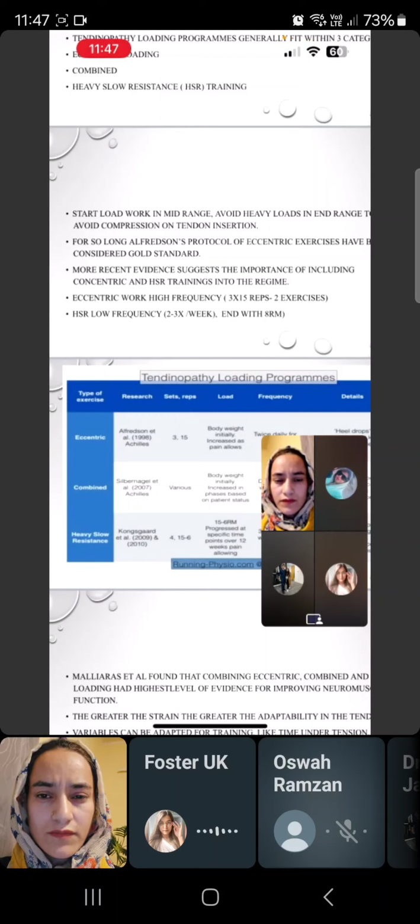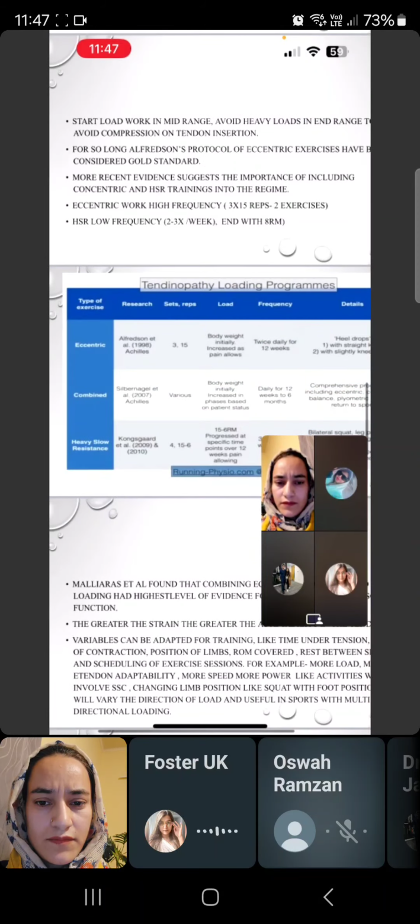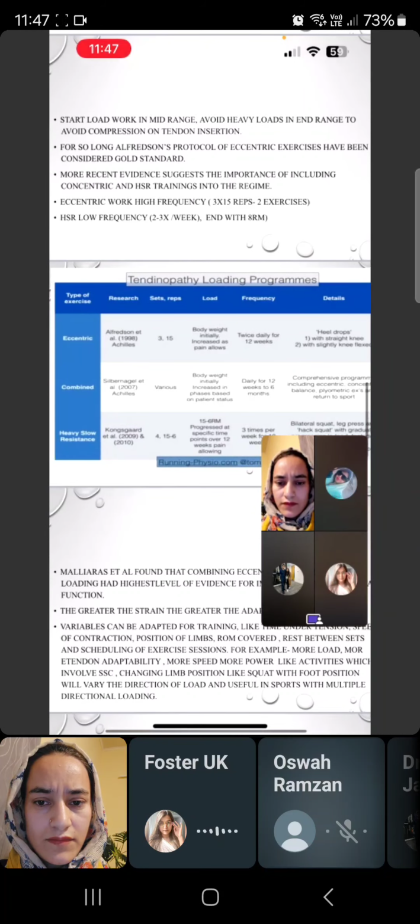So for a long time we have used the Alfredson protocol as a gold standard. Now the concept is changing. More evidence is adding more heavy load resistance training and more eccentric work added with concentric isotonic exercises. So I'm going to discuss these three very important ones. We have compared all of them in a table. There were three very famous studies with amazing results. The Alfredson protocol is very famous for eccentric work.